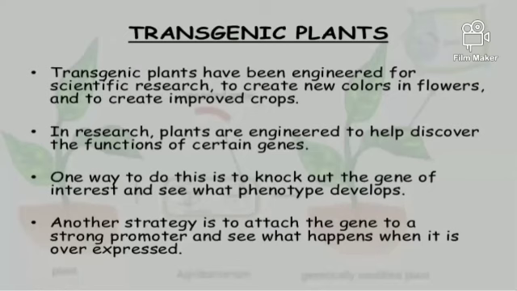So sometimes they are going to produce a new color flower. Sometimes they are going to introduce a new color into the flower. Then they create improvement in crops: high yield, tall plants, etc. Then in research, the plants are engineered to help discover the function of certain genes. In that case, the plant engineers are going to discover the certain functions of the genes. For example, seedless papaya, seedless grape, sugarcane containing a lot of sugar.